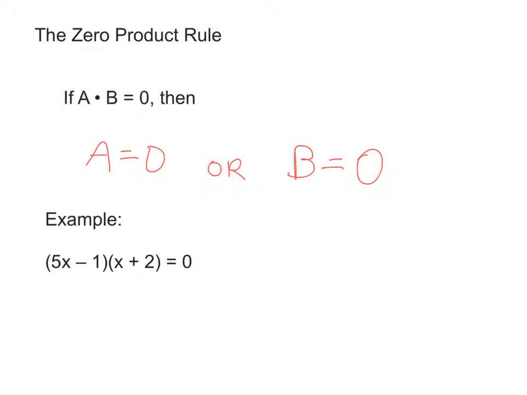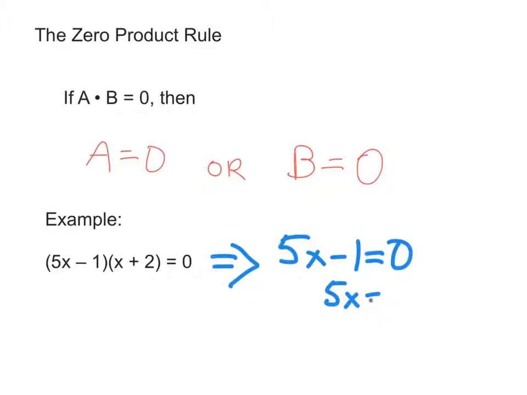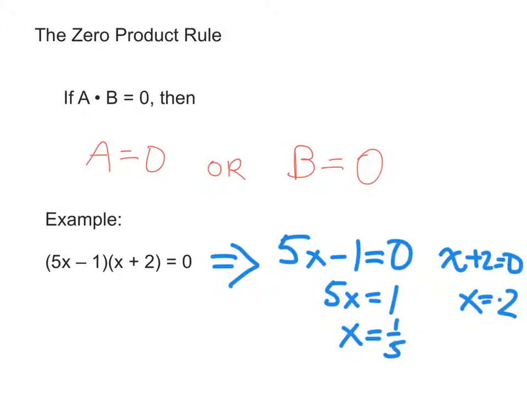Pause the video for a sec and see if you can figure out the conclusion. Using the zero product rule, I know that 5x - 1 must be equal to 0. Therefore, I can work it out and figure out that x has to equal 1/5. Also, x + 2 equals 0. So I can figure that out to get x equals -2.